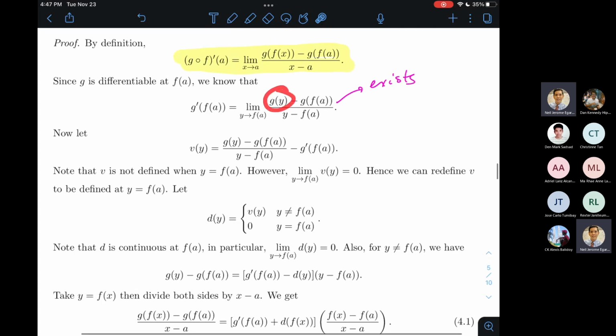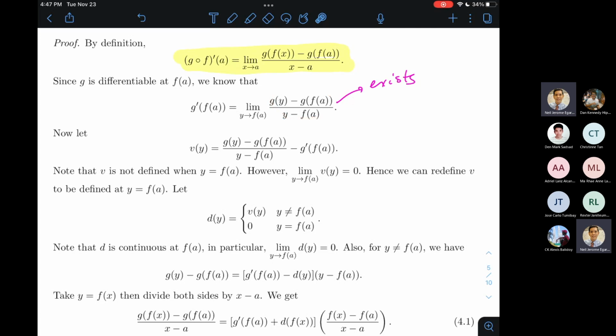So ito yung g of y minus g of f of a all over y minus f of a as y approaches f of a. Kasi ang kinuha natin dito ay derivative ni g at the number f of a. Right? So ito yung difference quotient na gusto nating hanapin.